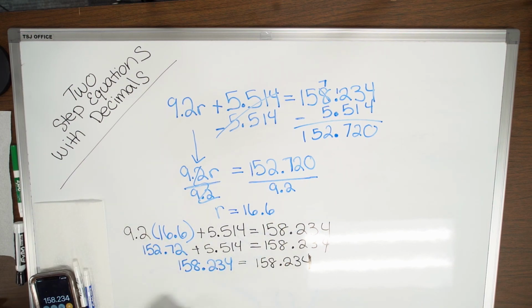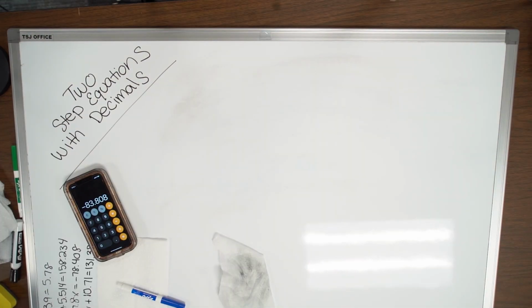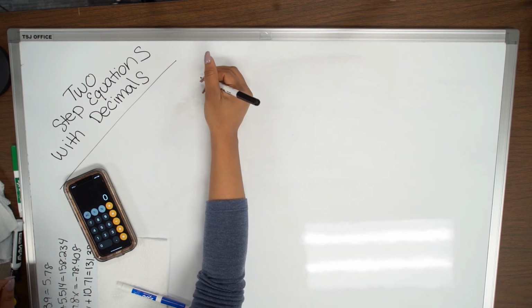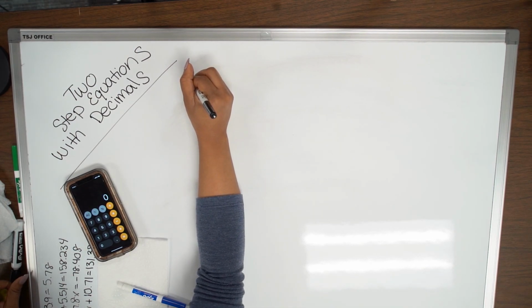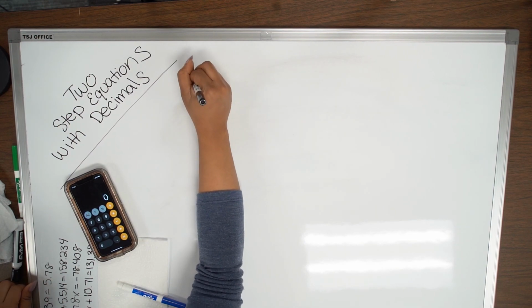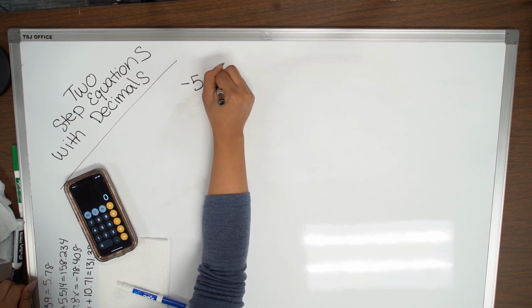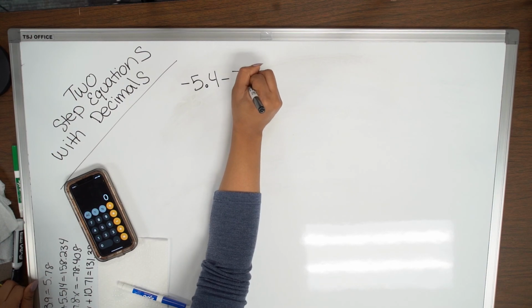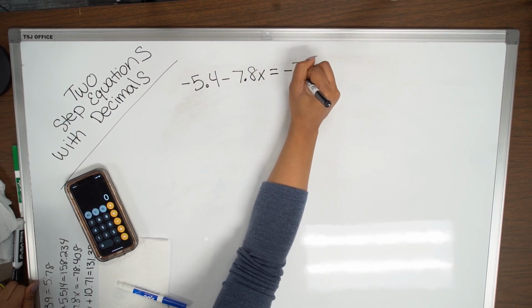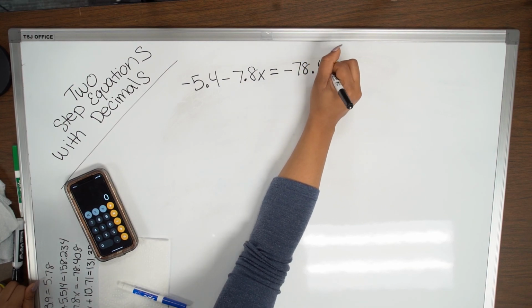Let's do another one. Our next one is going to be, and it was negative. I didn't even write it, Lord. Negative 5.4 minus 7.8x equals negative 78.408.